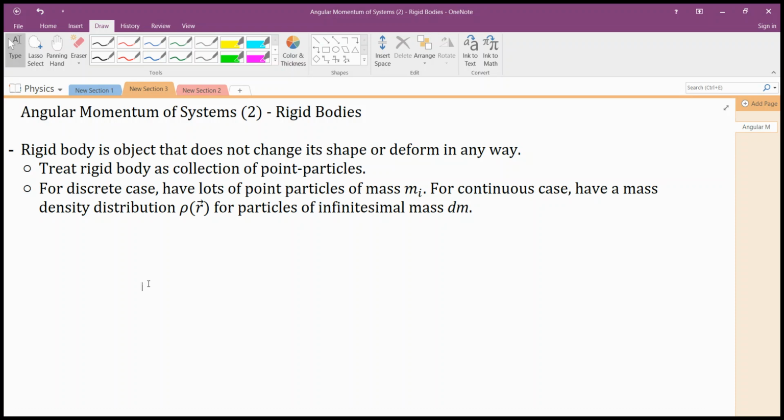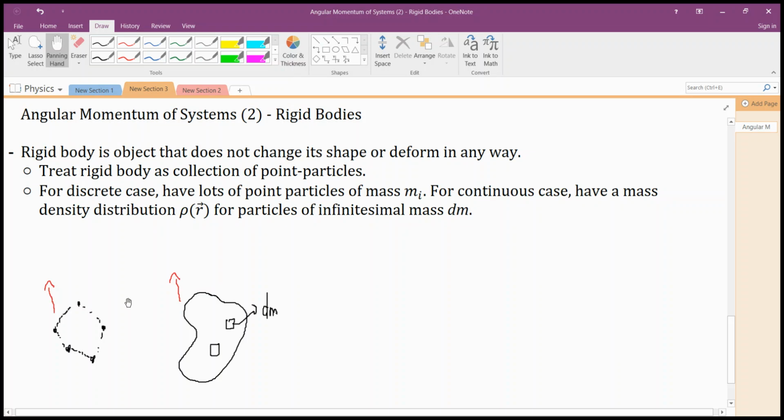We have two possibilities. We have a discrete case where the particles are connected in some way, and the point particles have their own mass. Or we could have a continuous case and have a mass density distribution for the particles having infinitesimal mass dm.